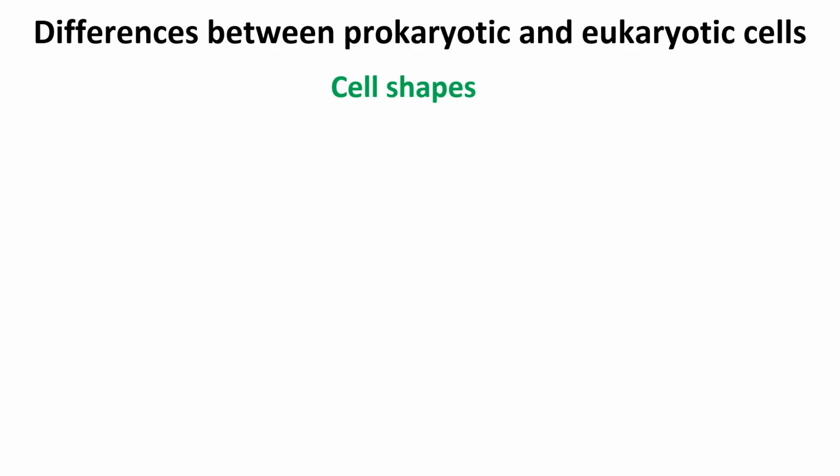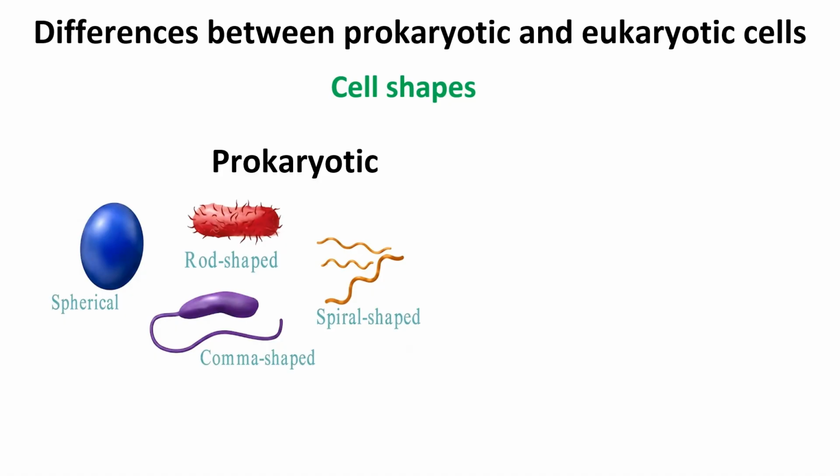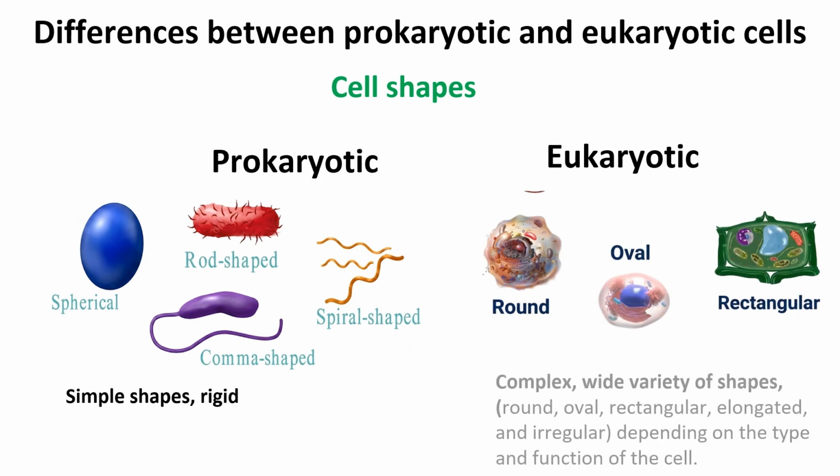Let's consider the cell shapes. For the prokaryotic cells, the cell shapes can be spherical, rod-shaped, spiral-shaped, and comma-shaped, and these cell shapes are very simple and rigid. But in eukaryotic cells, a wide variety of shapes can be found, including round, oval, rectangular, elongated, and irregular. And these cell shapes are very complex, and depend on the type and function of the cell.